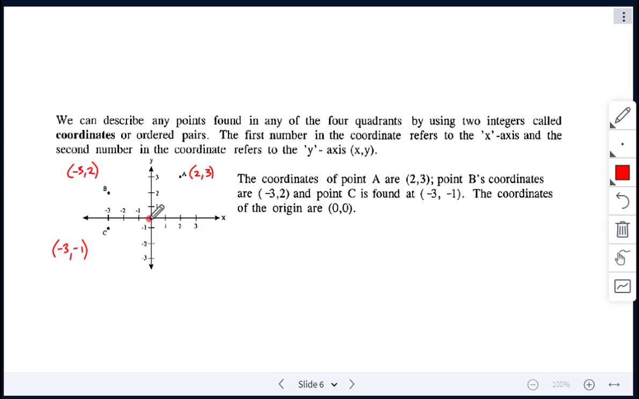Just pointing out here again, at 0, 0, right there is the origin. I'm just going to put another point right here, and we'll call it point D. What would our coordinates be for point D? I'm just going to pause here. All right, so our coordinates, or the ordered pair for point D, are (2, -2). There we go.